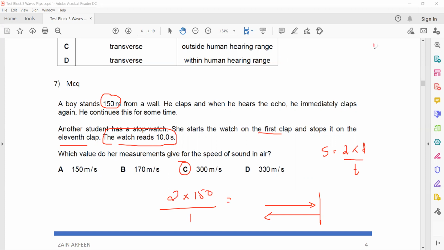Because starting from the first clap, this is 1, 2, 3, 4, 5, 6, 7, 8, 9, and at the 11th clap she stopped, but the total is 10, because at the 11th clap she is hearing the sound for the 10th one.